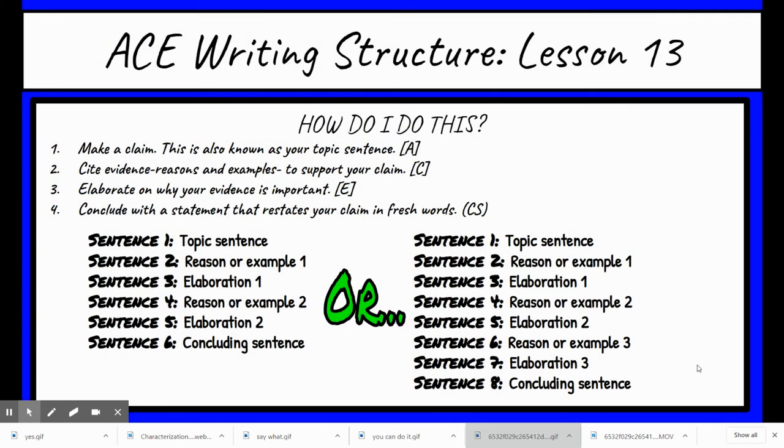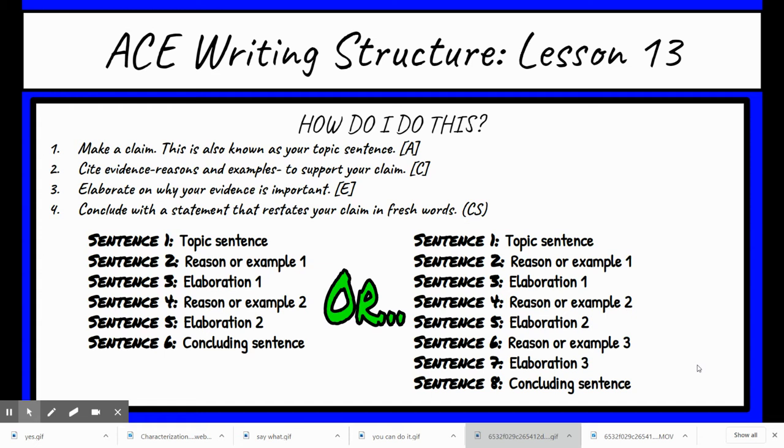So what do I mean? How am I really going to do this? You're going to make a claim. This is also known as your topic sentence. Then you're going to cite evidence, reasons, and examples that support what you just said, what you just claimed. Then you're going to elaborate on why your evidence is important using one of our elaboration strategies. After you've done this citing evidence and this elaboration a couple times, maybe one more time or 2 more times if you're writing an 8 sentence paragraph, then you're going to go ahead and conclude with a statement that restates your claim, but in fresh words, in different words. And I'm going to give you some examples of this.